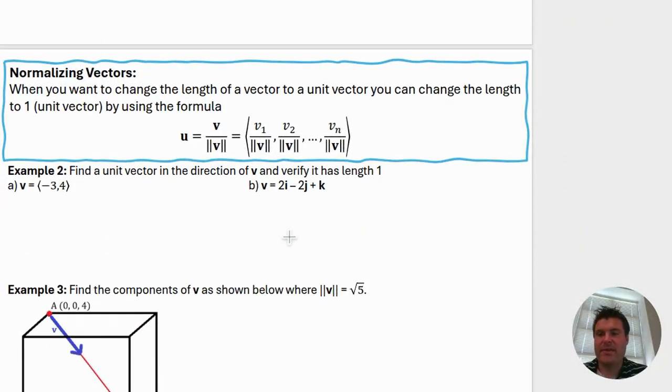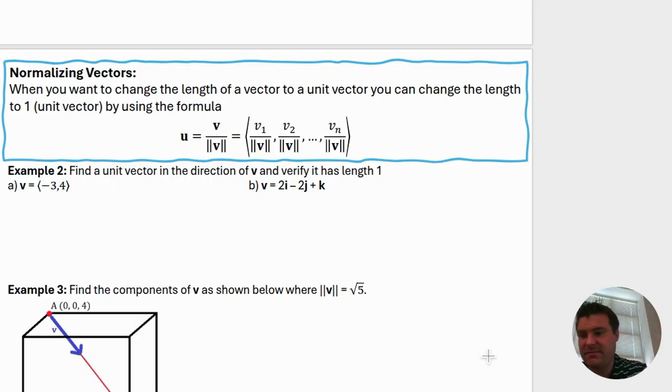All right, let's talk about normalizing vectors here. Normalizing vectors is really finding unit vectors. A unit vector has a length of 1. So in order to guarantee that we have a unit vector, you can take any vector that you have and divide it by its length for each component. This guarantees that you'll have a vector of length 1. The vector direction will still be the same.